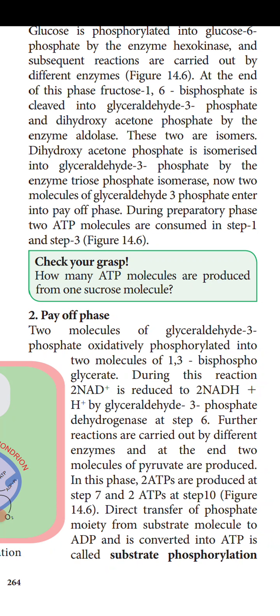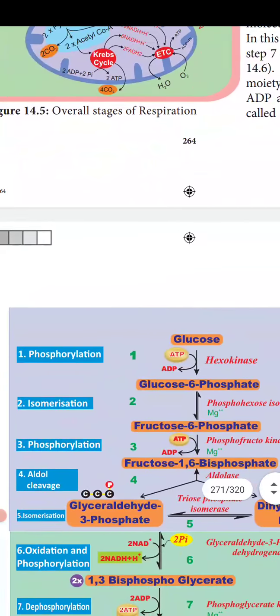In this phase, 2 ATPs are produced at step 7 and 2 ATPs at step 10. The direct transfer of a phosphate moiety from a substrate molecule to ADP, converting it into ATP, is called substrate level phosphorylation. So what is substrate level phosphorylation? Transfer of phosphate from a substrate molecule to ADP to form ATP.